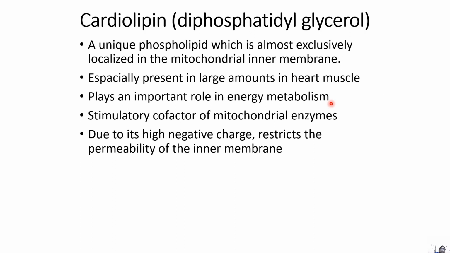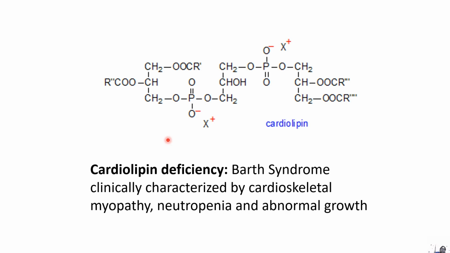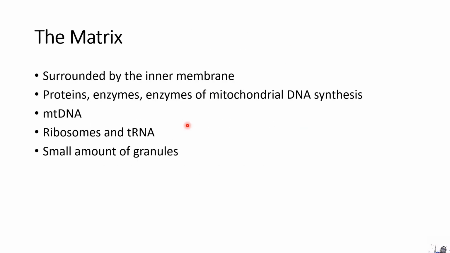So, what is cardiolipin? A unique phospholipid which is almost exclusively localized in the mitochondrial inner membrane and present in large amounts in the heart muscle. It plays an important role in energy metabolism. It's the stimulatory cofactor of mitochondrial enzymes, and due to its high negative charge, it restricts the permeability of the inner membrane. Okay, so that is all about cardiolipin.